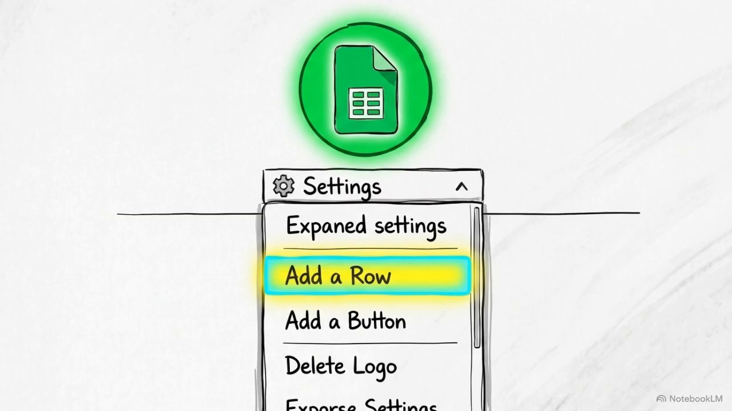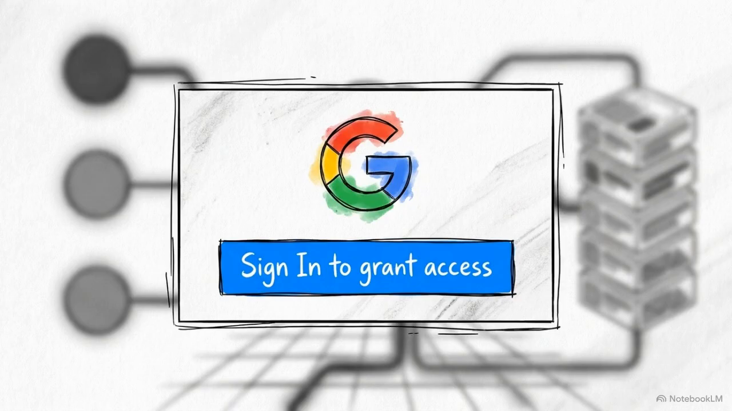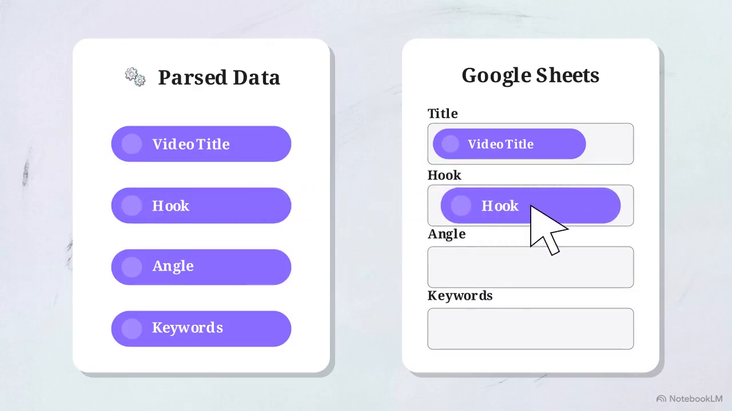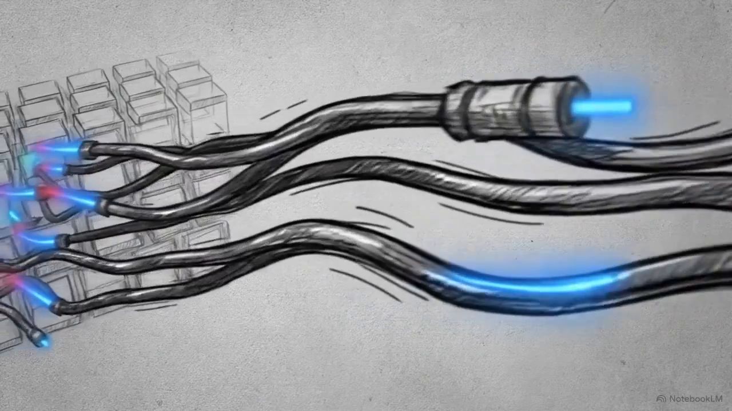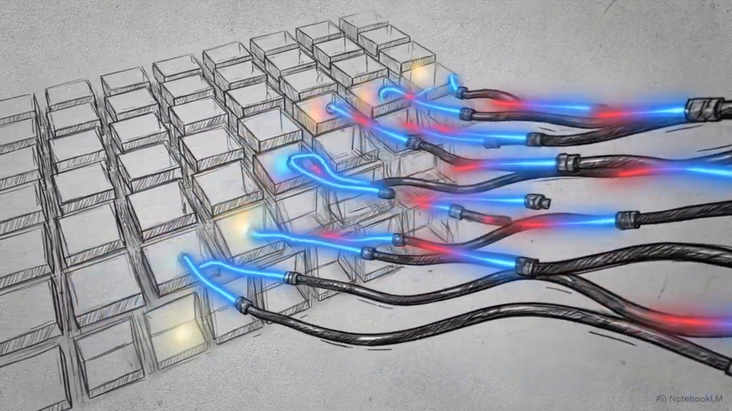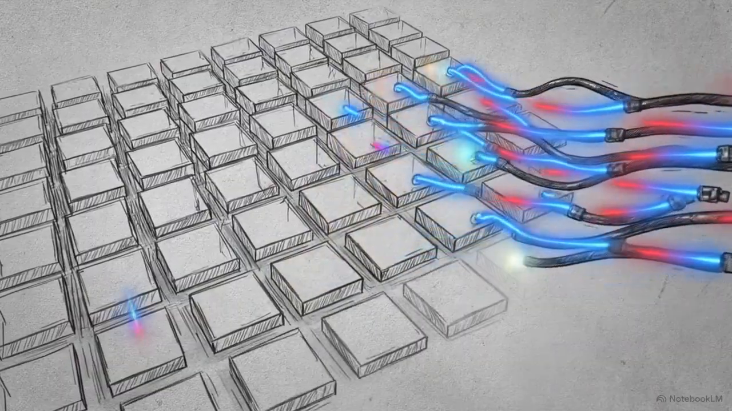Back in Make, add the Google Sheets module and select Add a Row. Sign in with your Google account to grant access to the spreadsheet you just made. Now, click into the module settings. You will see a list of your spreadsheet columns alongside the parsed data from Gemini. Simply drag and drop the title block into the title column, the hook into the hook column, and so on. By carefully linking these specific points together, you convert temporary AI responses into a permanent, highly organized database.